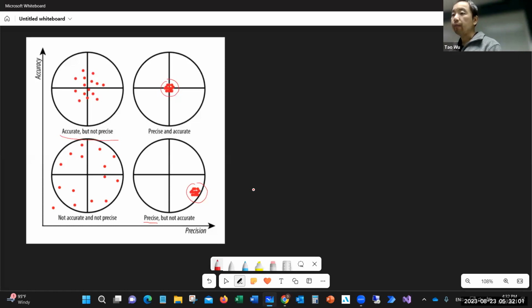It's everywhere. It's not close to the target, and also it's not aggregated together. So not precise and not accurate. One example is something like this. For example, our textbook, the table. If you're looking at the table, the length of the table, we can measure it.